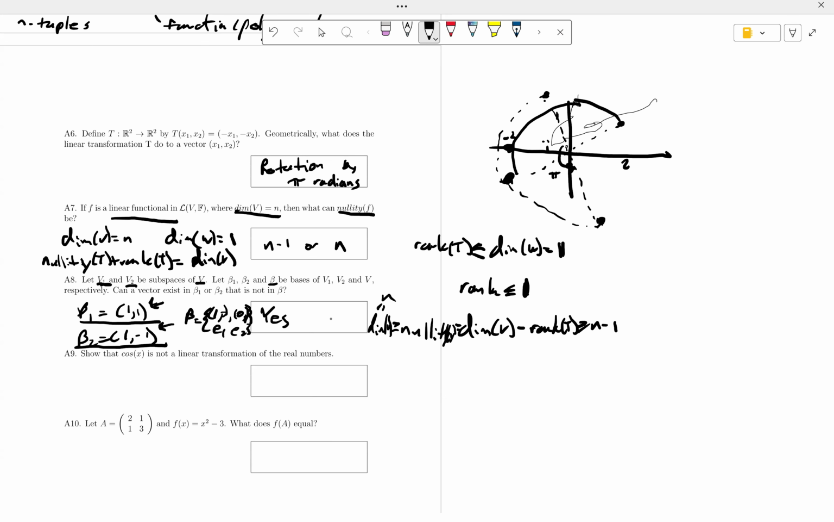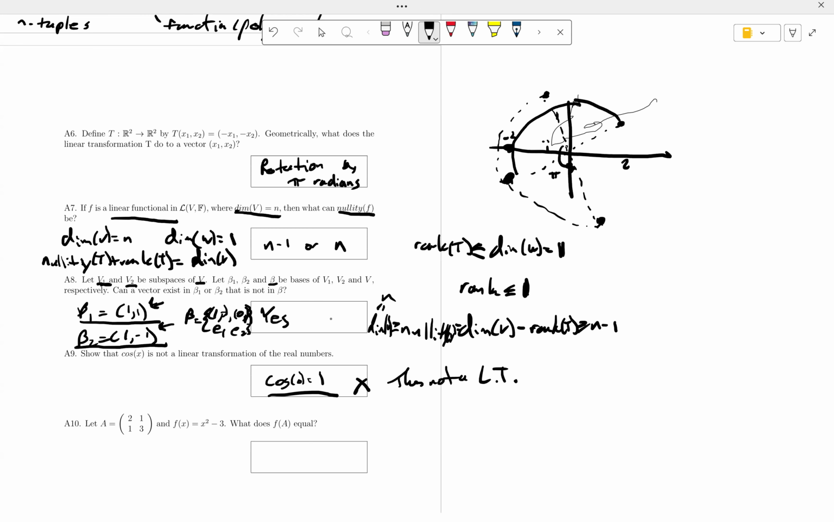Number 9. Show that cos x is not a linear transformation for the real numbers. There's a bunch of ways we could do this. We could show that the addition of two entries does not preserve the entries. But I find the easiest is cos of 0 equals 1. Thus, not a linear transformation. Linear transformations preserve the 0. Cos doesn't. It's not a linear transformation.